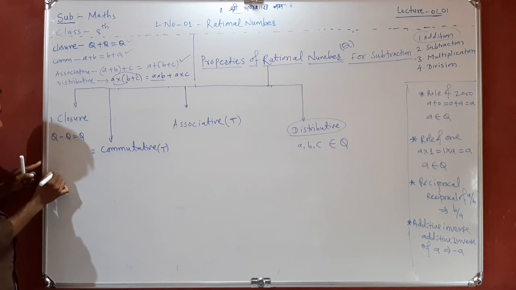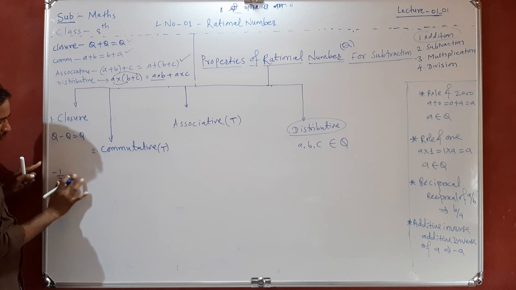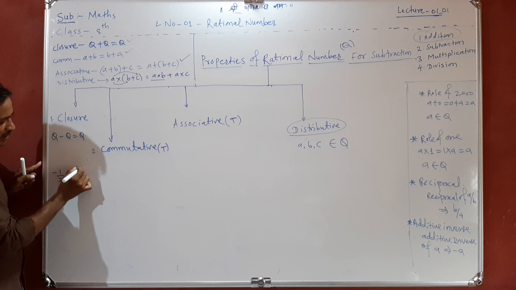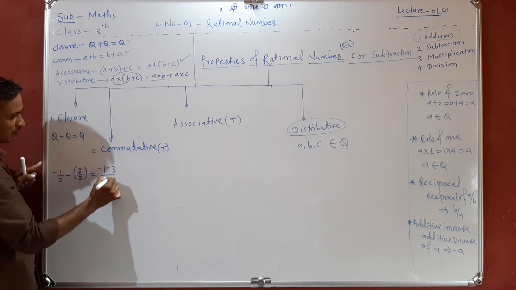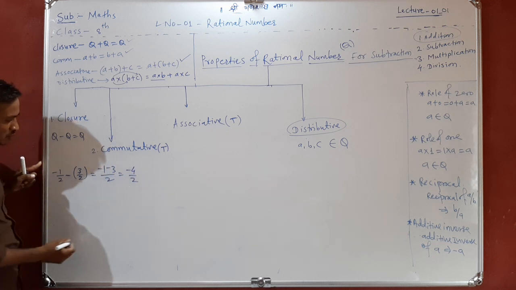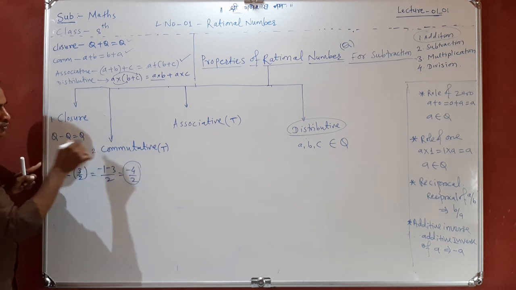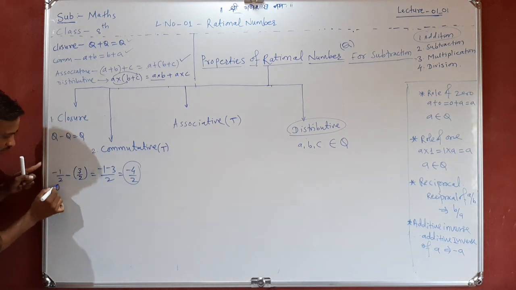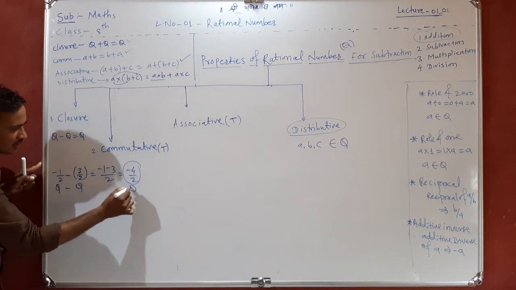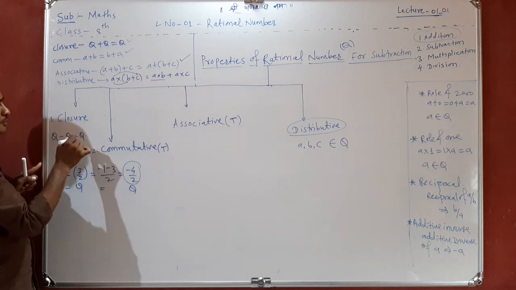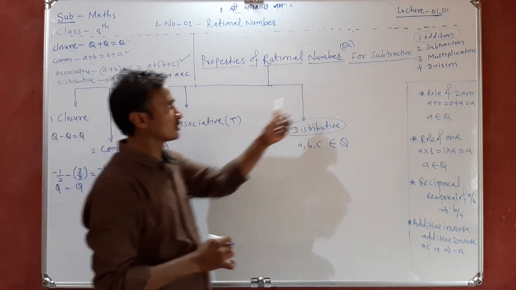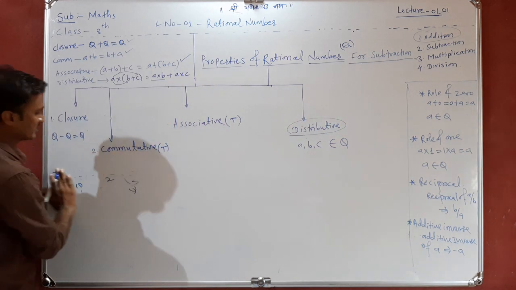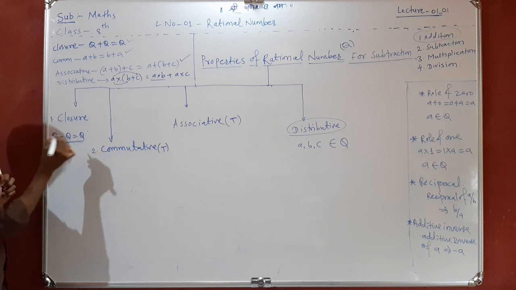Now let us see an example: minus 1 by 2 minus, in bracket, 3 by 2. Now let's see, minus 1 minus 3 upon 2 is equal to minus 4 by 2. Right, minus 4 by 2 is a rational number, meaning this Q minus Q, we are getting Q. It means that the closure property holds true for the subtraction. Next, Q minus Q is equal to Q.